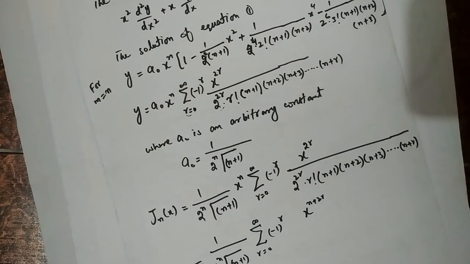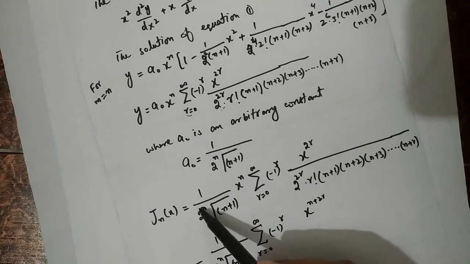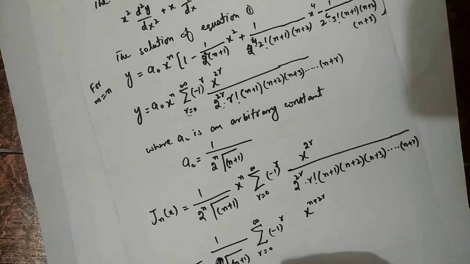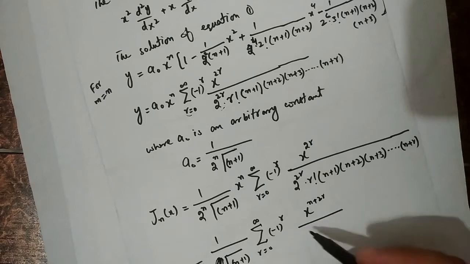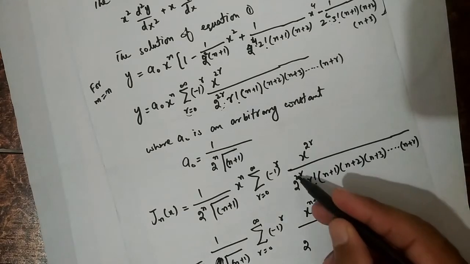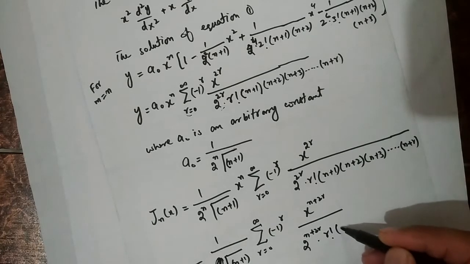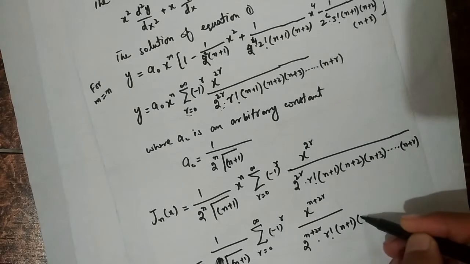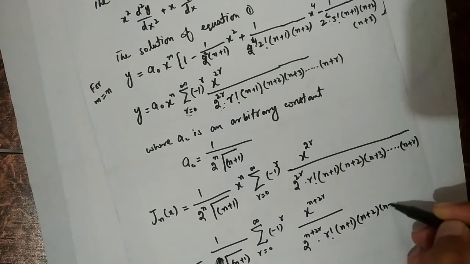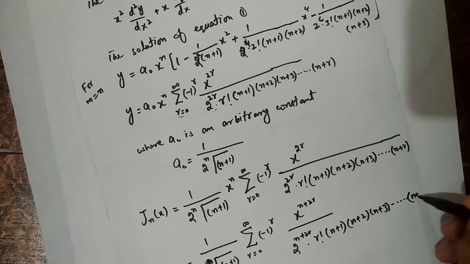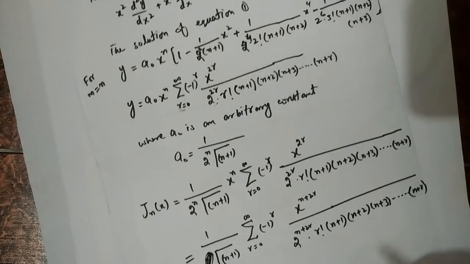and also, students, if we bring this 2 to the power n inside the summation, I am going to write this 2 to the power n here. So it will also become 2 to the power 2r plus n, which is n plus 2r times r factorial into n plus 1 times n plus 2 times n plus 3 times up to n plus r. Clear?